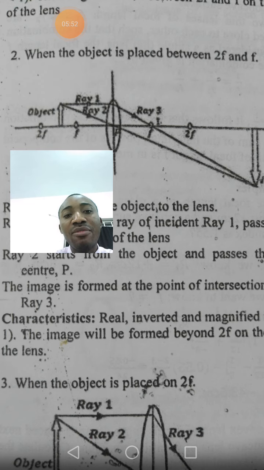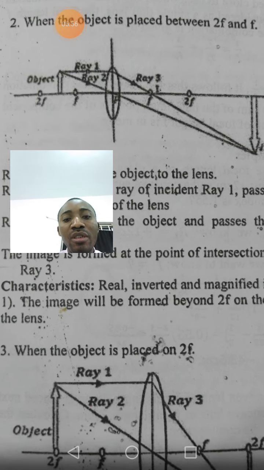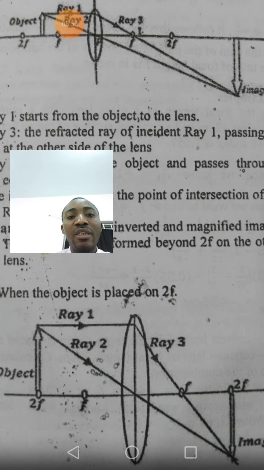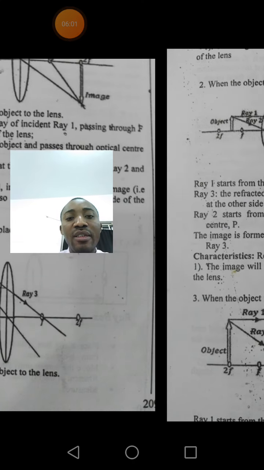So you observe that the image here now is bigger than the object. So the image is magnified. The image is inverted. The image is real. And the image is formed beyond 2f. Please take note of all of these points. Very, very important. Now, let's look at another case.